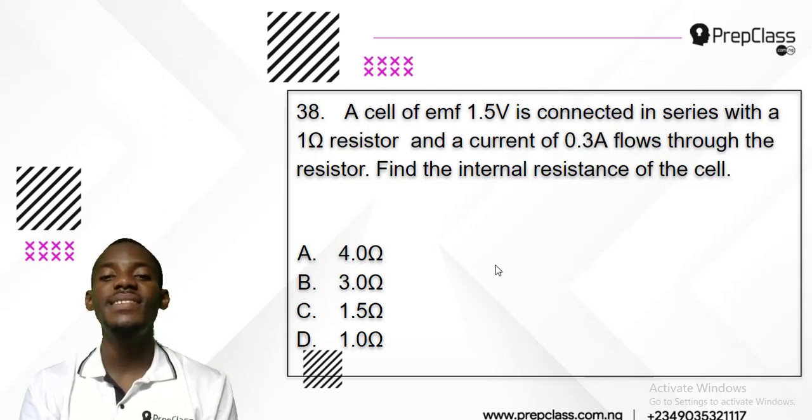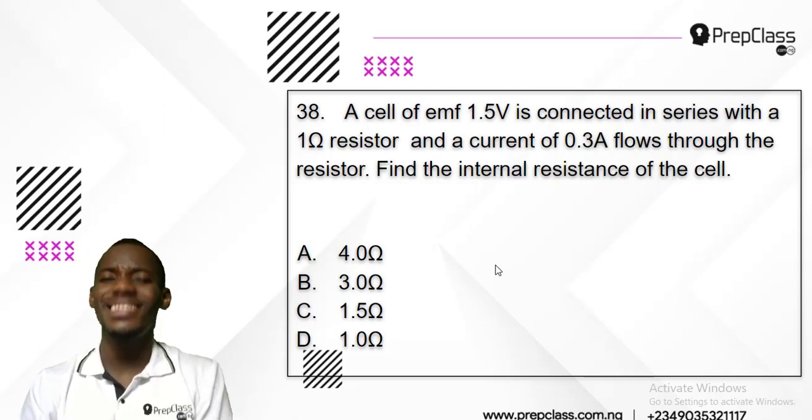Number 38 says a cell of EMF 1.5 volt is connected in series with a 1 ohm resistor, and a current of 0.4 ampere flows through the resistor. Find the internal resistance of the cell. Now when you hear the word internal resistance, and you are seeing current, EMF 1.5 volts, internal resistance, and another resistance.